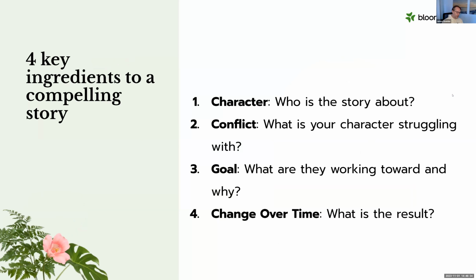So when we think about stories, I always like showing this slide because I think it's a really good picture of what goes into really most stories. When we think about how to make a story really compelling, though, I think that we need to look at number one, and that's the characters. So who is the story about?